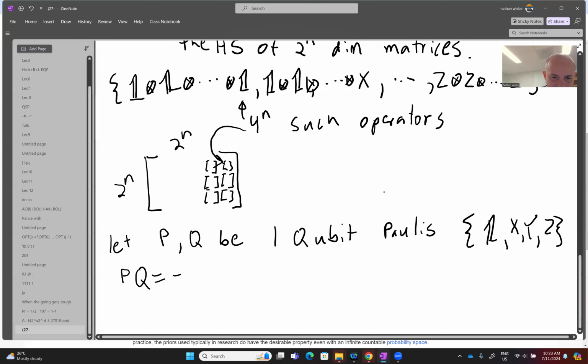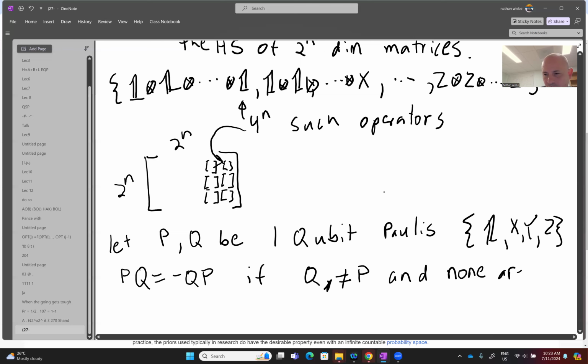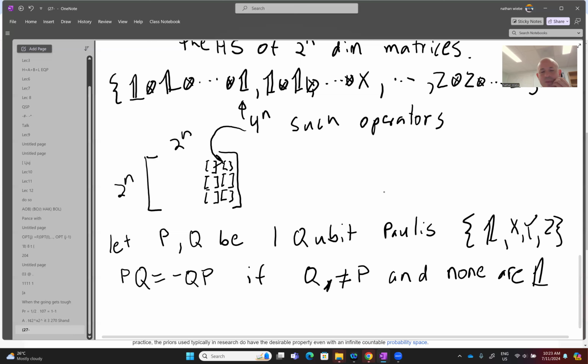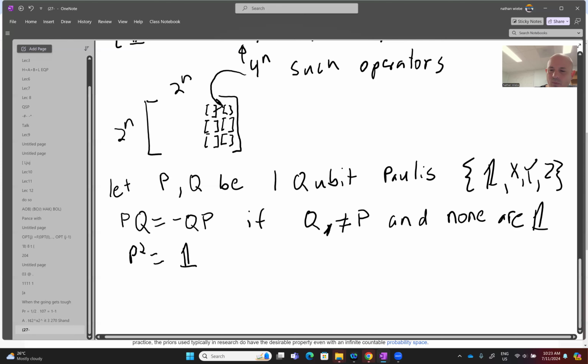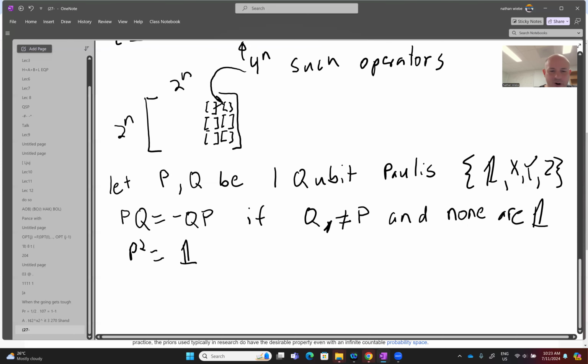equals negative QP if Q is not equal to P and none are identity. Okay, so Pauli operators anti-commute, in other words. And the next thing, of course, is that P squared equals identity. So if this is true, let's take a look at what the Hilbert-Schmidt inner product is.